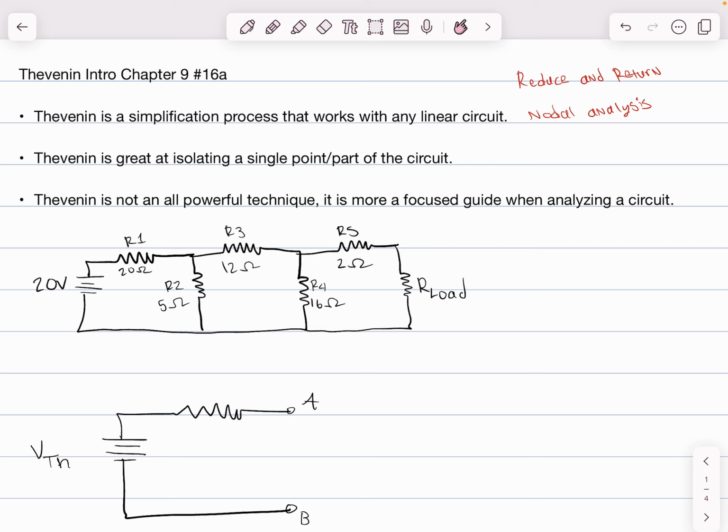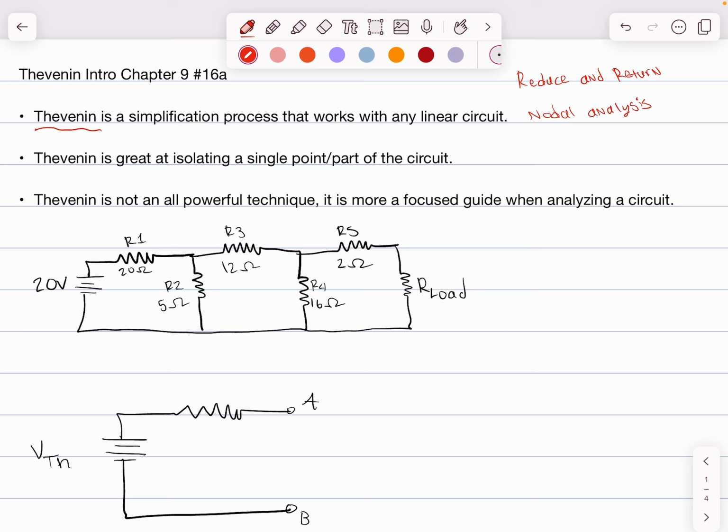On this first page, I'm going to do a brief intro on Thevenin and what it is and how we will use it in our class. So Thevenin is a simplification process that works with any linear circuit. It's similar to reduce and return and nodal analysis, where it's a way we can analyze our circuit and get certain bits and pieces of information from it.